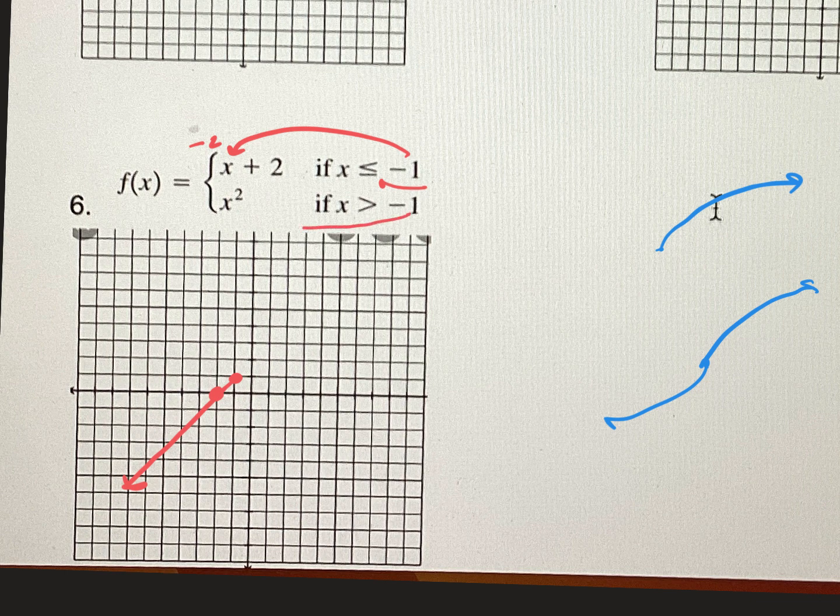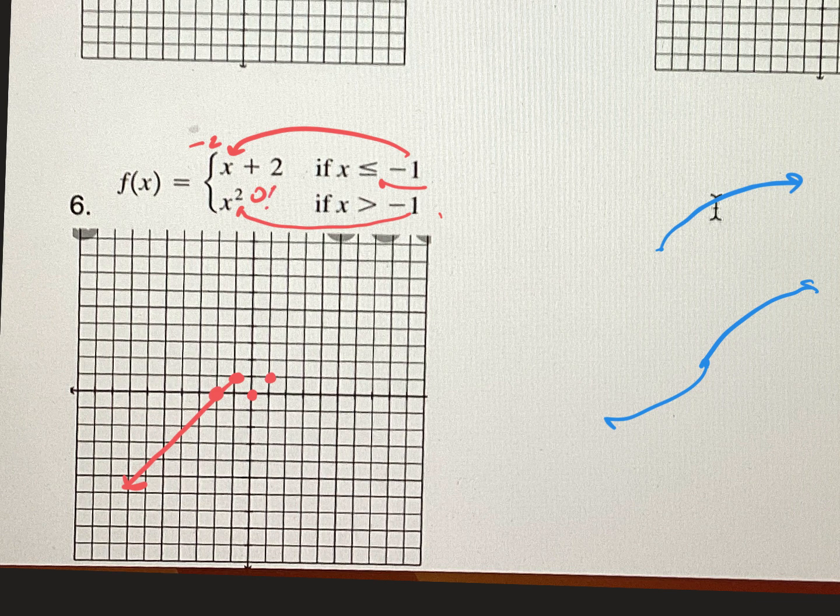I'm also plugging in negative 1 here, plugging in negative 1 squared, which is also a positive 1. I should have an empty circle, but there's already a filled-in circle there, so I'm not going to worry about that. It says greater than negative 1, so I'm going to go to the right, so I'm going to plug in a 0. 0 squared is 0. Keep going. Plug in a positive 1. 1 squared is 1. You can kind of see what's happening here.